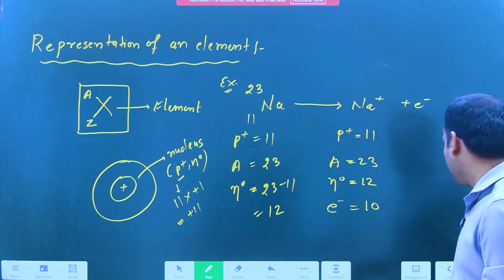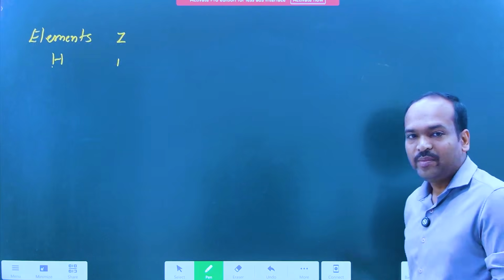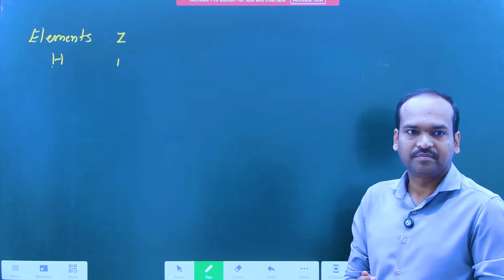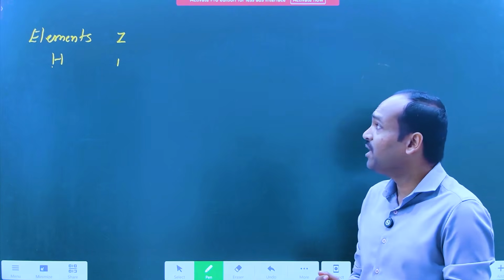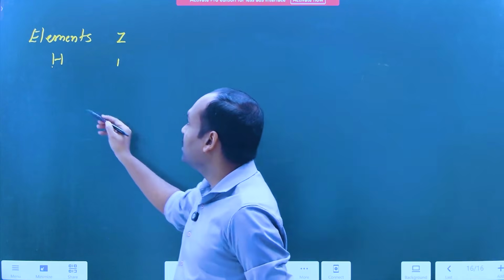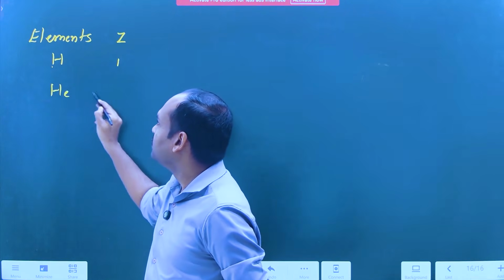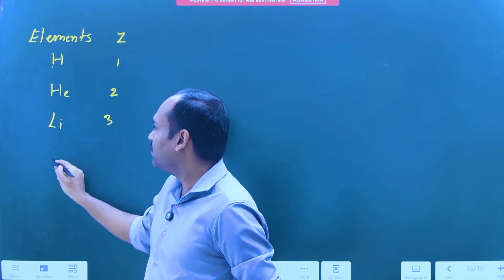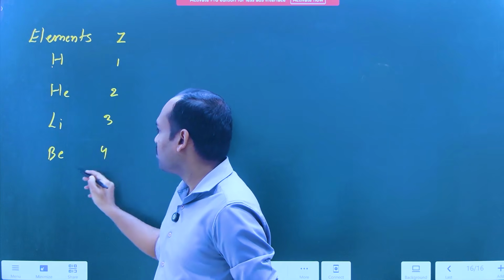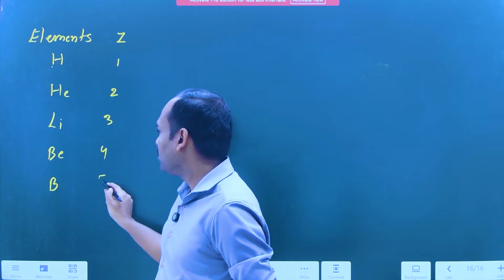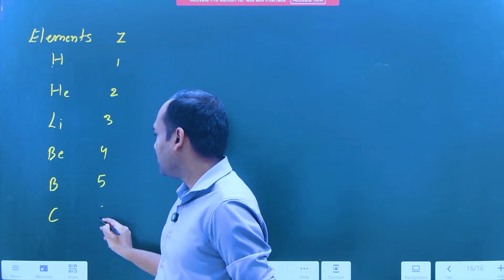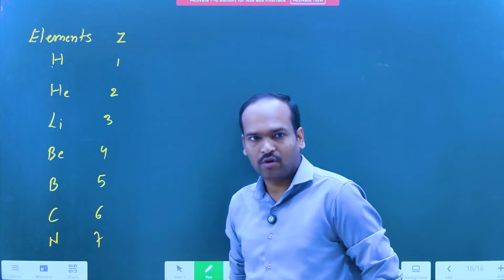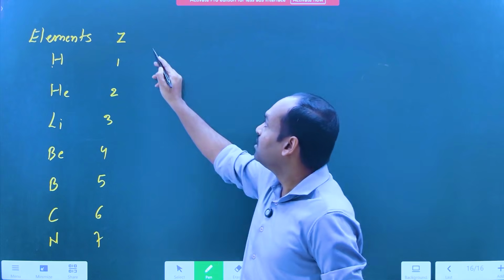Great. Next, the elements and their atomic numbers. Hydrogen, atomic number 1. Helium 2. Lithium 3. Beryllium 4. Boron 5. Carbon 6. Nitrogen 7. I hope all of you are aware of it.